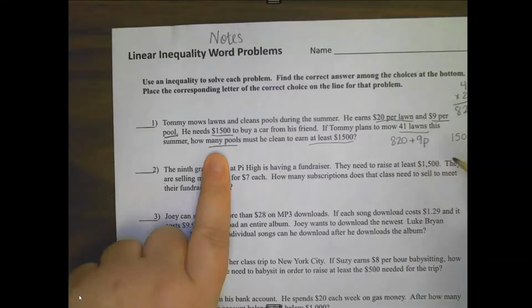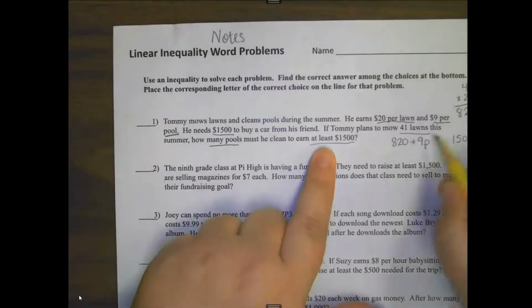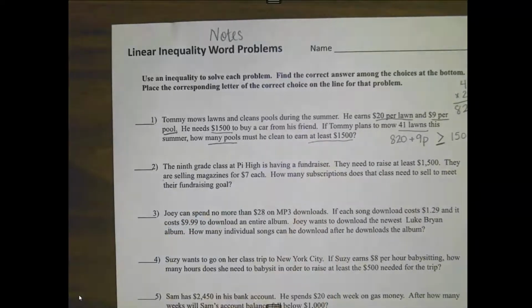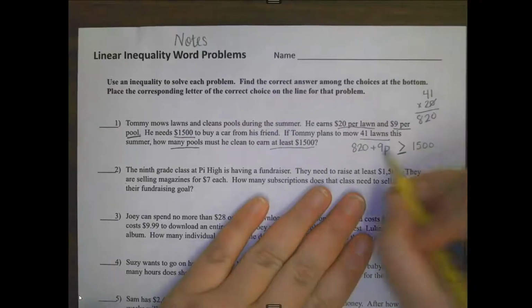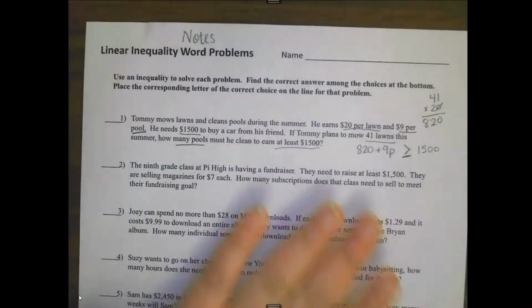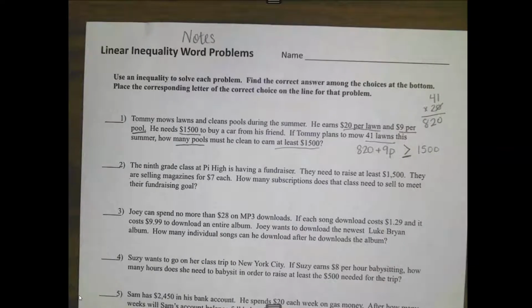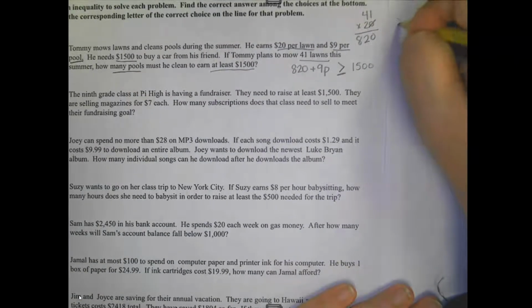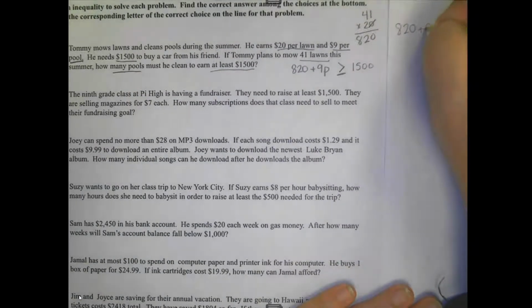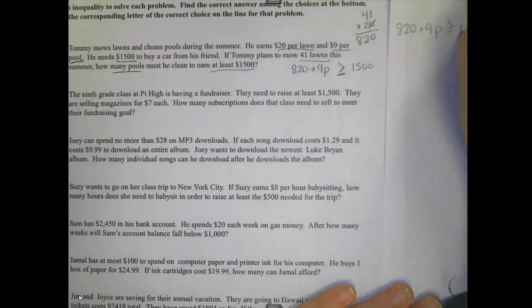He wants to earn at least. That means this is my earning. I want it to be more than my $1,500, or it can be equal to my $1,500. Oh, sorry, I'm off the screen. So I'm going to go ahead and solve. I'm going to solve on the back of another piece of paper just because I kind of ran out of room. So 820 plus 9p greater than or equal to 1,500.